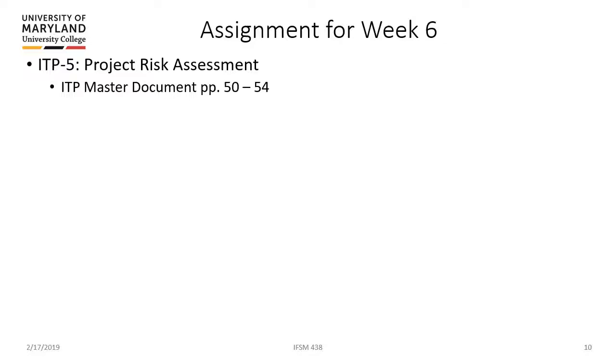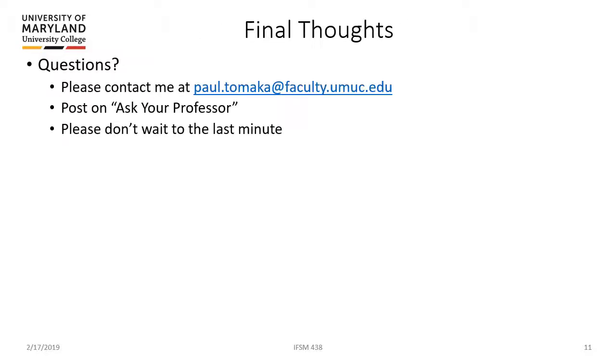Okay, so let's talk about our assignment for this week. Our assignment for this week is ITP 5, and it's going to build on the material that we covered last week, which was risk. So this week our assignment will focus on last week's work, and we're going to produce a risk assessment. Please take a look at the ITP master document, pages 50 to 54, for all the details of what's required for this assignment.